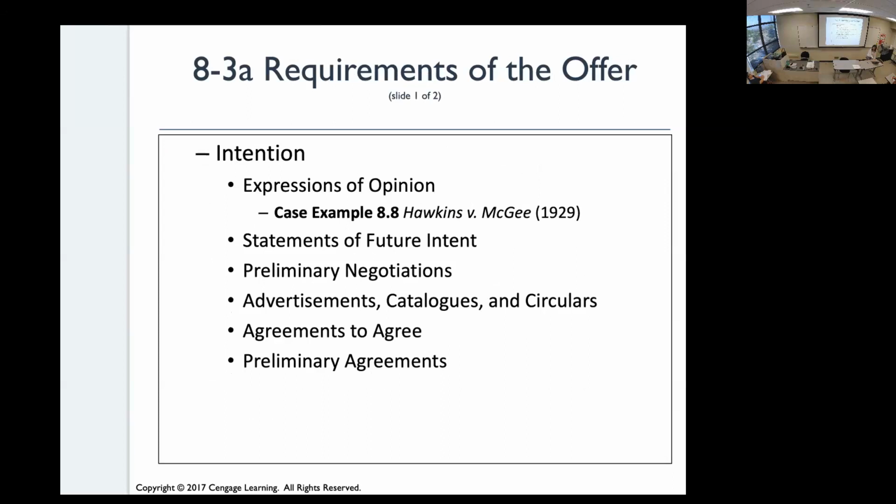I don't want to go into every case. You should be reading the cases in the textbook, right? Because I'm going to put this lecture online as well for future classes, and I don't want to make them too long. But anyway, statement of future intent. You're going to do this in the future, right?